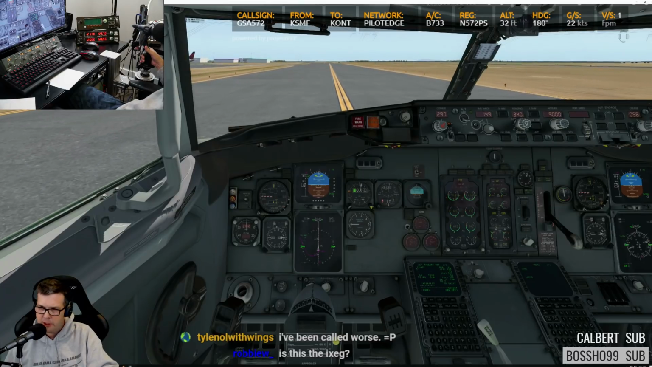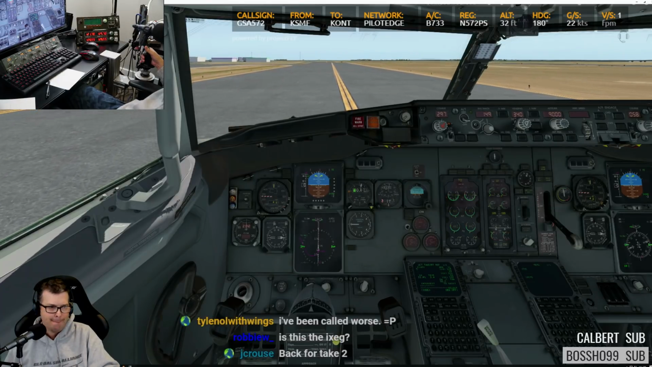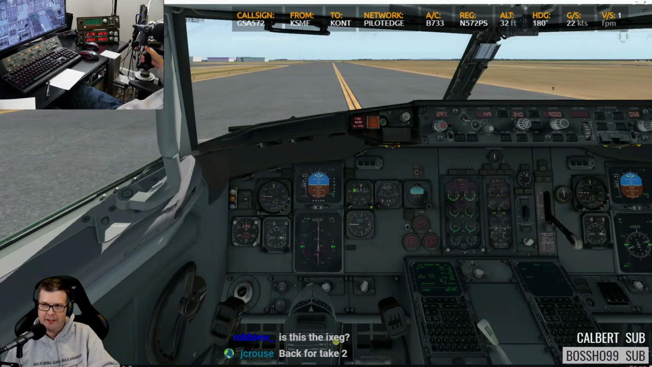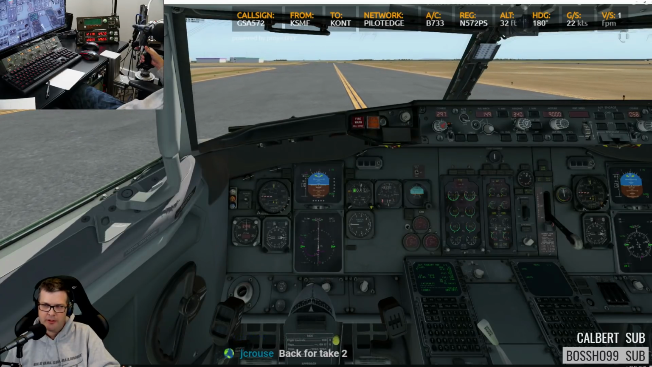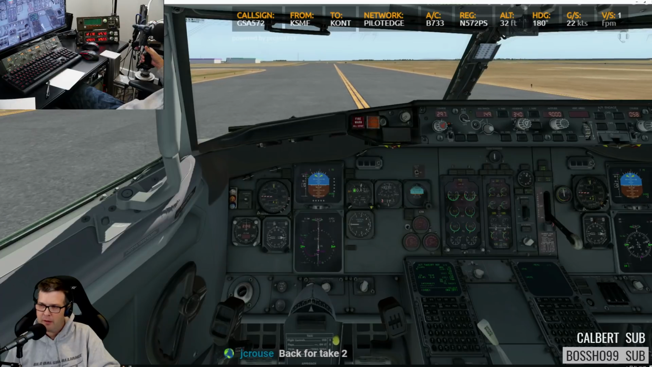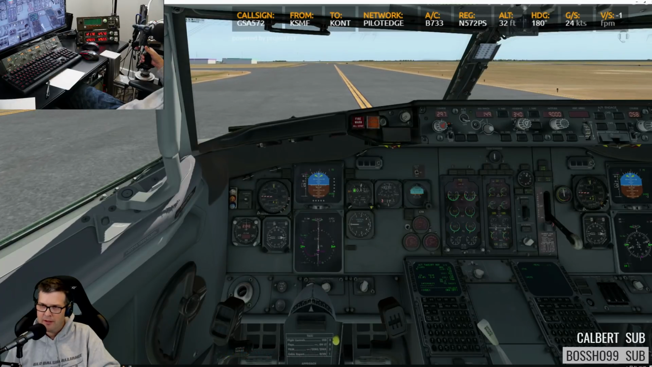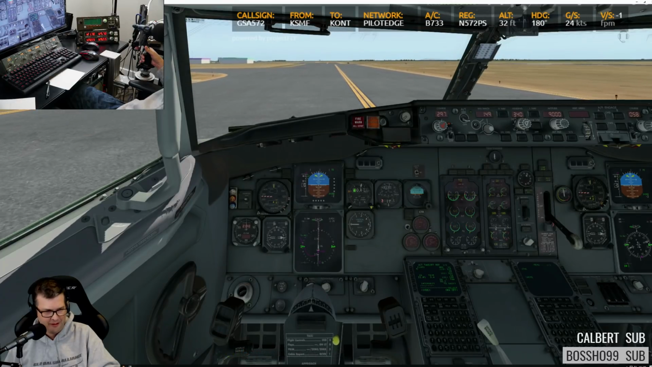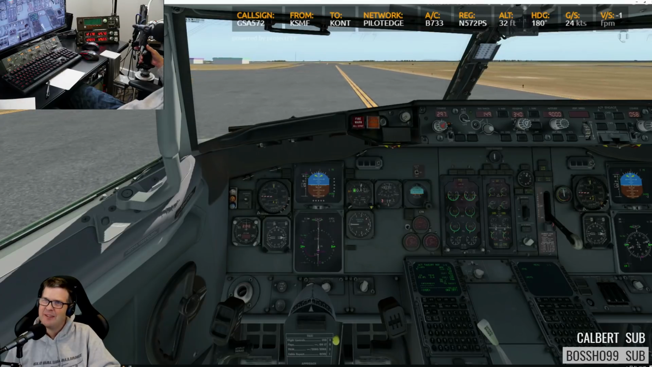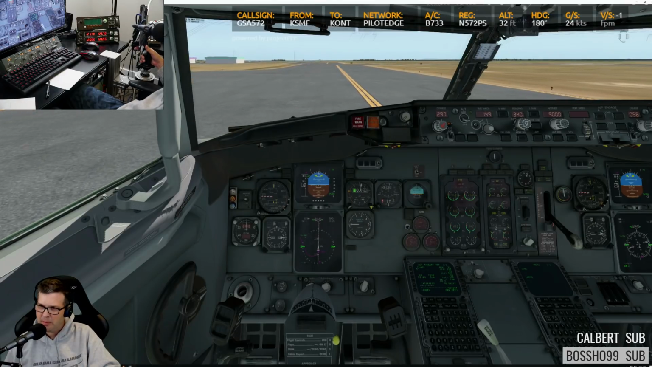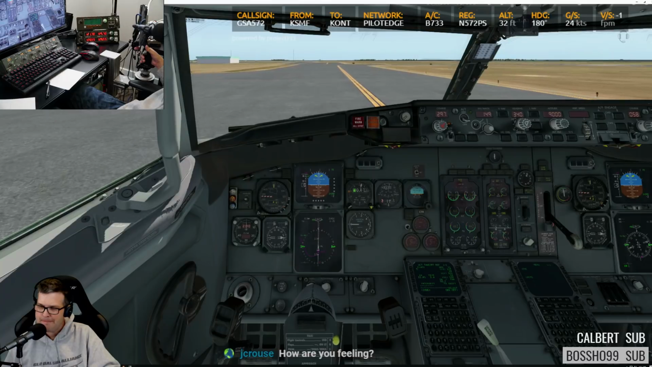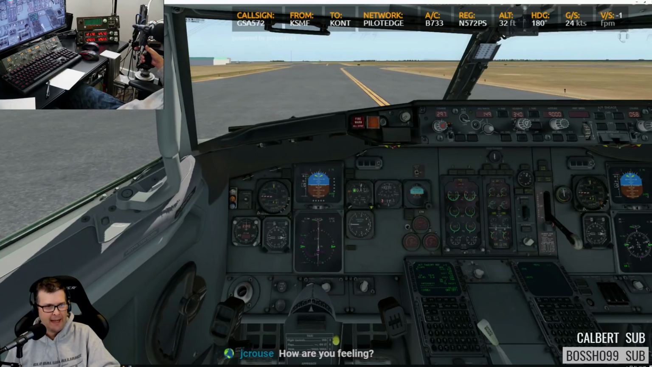Yeah, this is the IXEG. Yep. Back for take 2. Yeah, John. I couldn't just go to bed tonight and I wouldn't sleep well unless I did this, at least this departure, correctly with a properly set up Boeing. Just couldn't walk away. Had to do it again.